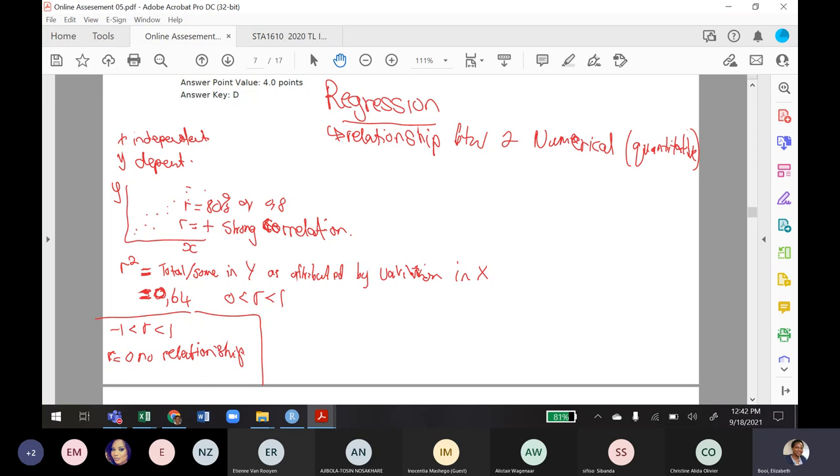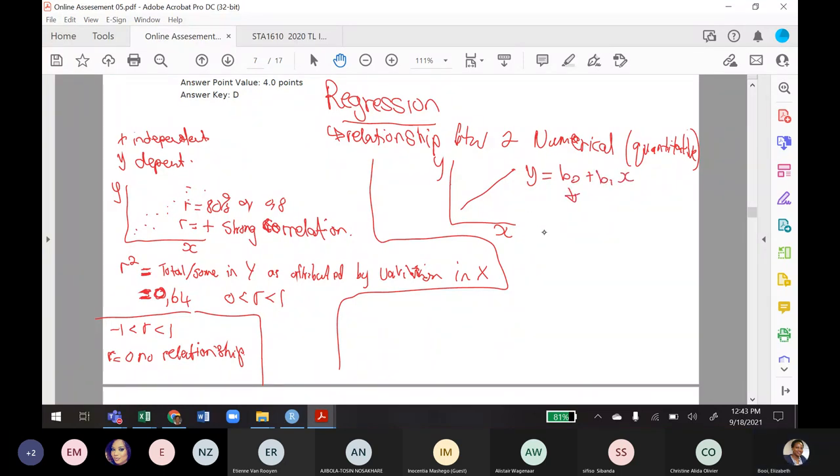What else you need to know is that, in terms of this correlation coefficient, there is a regression line that you can draw, which also gives you the relationship between the values of X and Y. This regression is Y is equal to B0 plus B1 X, where B0 is your intercept and B1 is your slope.